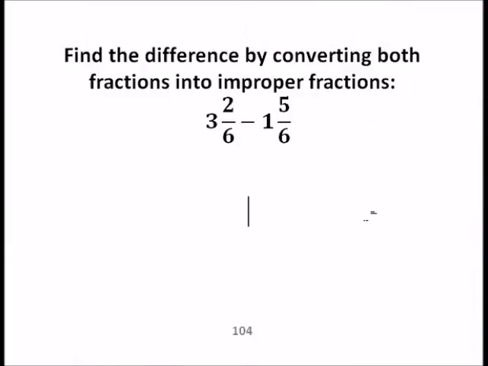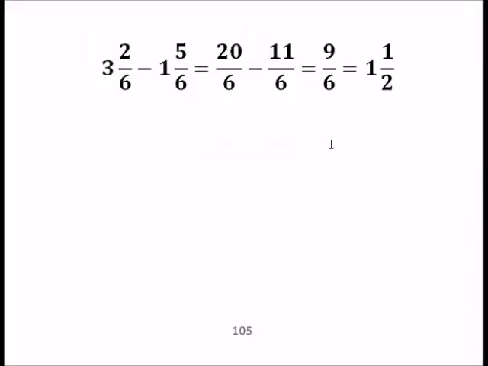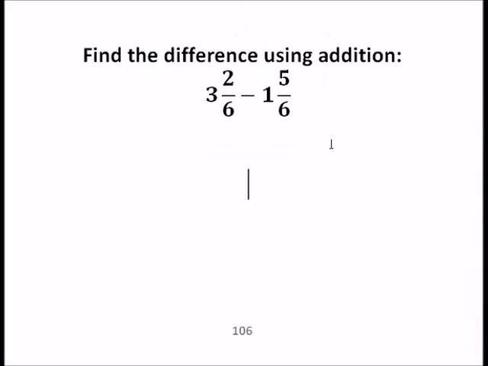So find the difference by converting both fractions to improper fractions. So there are 6/6 in a whole. So 18 and 2 would be 20, and this would be 11/6. Okay, and the answer is 1 1/2. So we want students to do that too.